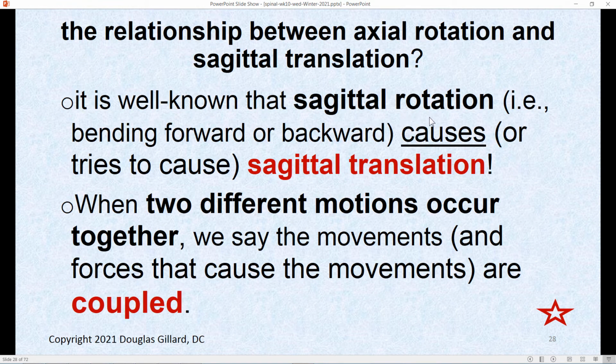So those two forces are coupled together, right? It's well known that sagittal rotation causes sagittal translation. All right, so posterior causes posterior, anterior causes anterior. And so this is called coupling. Everybody understand that? Coupling.